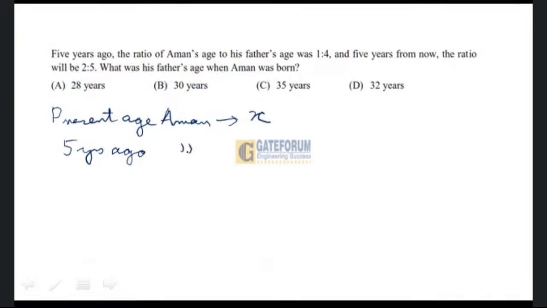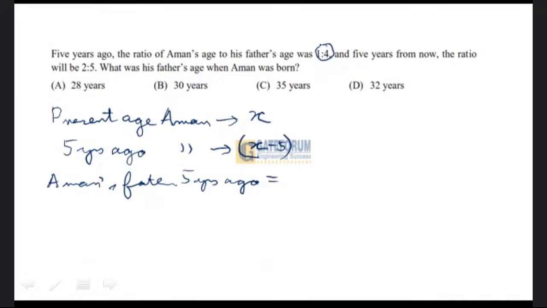In that case, 5 years ago, the age of Aman would naturally be X minus 5. So therefore, the age of Aman's father 5 years ago would be 4 into, since the ratio is 1:4 and Aman is X minus 5, 4 into X minus 5.